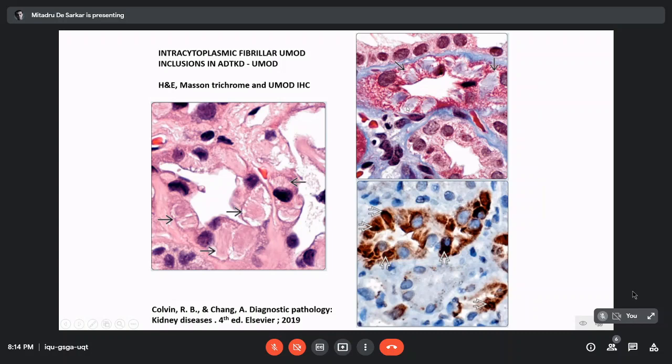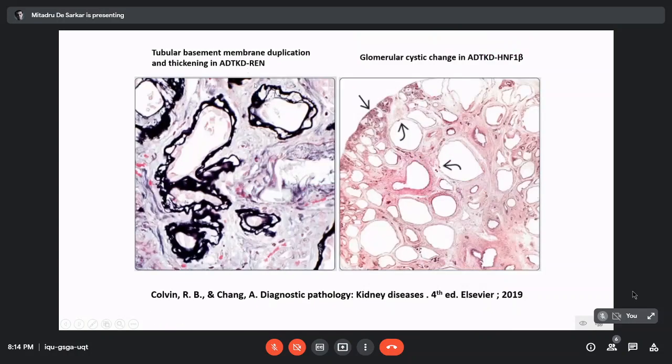And of course, to be much more specific, you will have to do the IHC for this UMOD, which is seen as the positivity of brown within the cytoplasm for this abnormal protein. As I said, in the case of renin mutations, you will get a tubular basement membrane thickening, multi-layered appearance. So you have a bilayering along with an appearance of the split of the basement membrane.